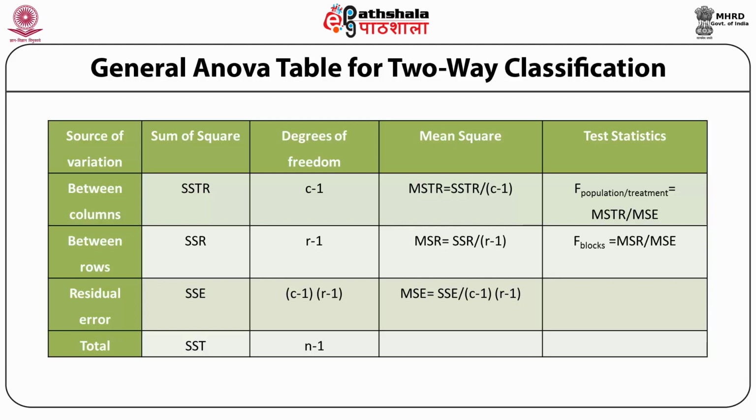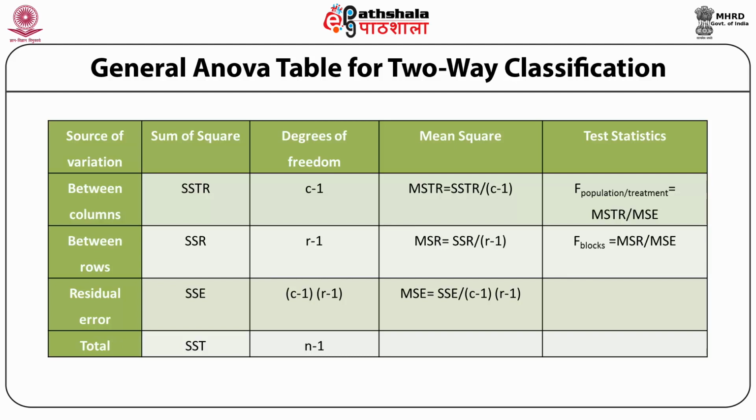We also need to find out the degrees of freedom, because in the F ratio you need to find the degrees of freedom of the numerator as well as the denominator, that is, of the between column variance and within column variance. So, the degrees of freedom here is C minus 1 for columns and R minus 1 for rows. For residual error, it is the multiplication of the two, that is (C minus 1) into (R minus 1), and the total is N minus 1.